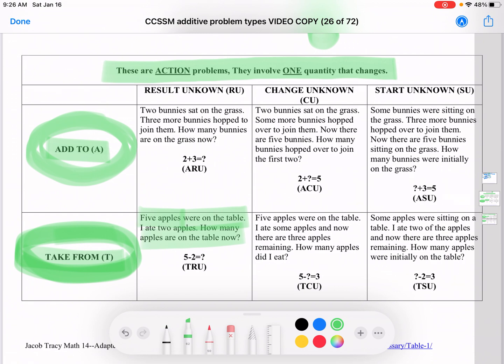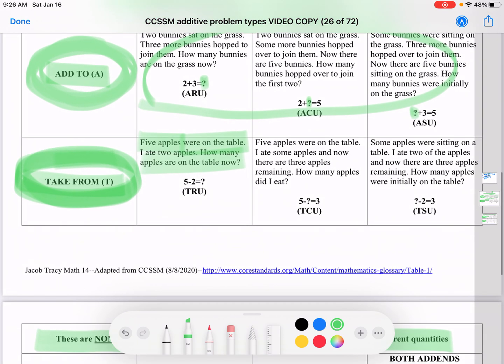So I can have one quantity which gets bigger and I can either not know the result, not know how much I changed by, or not know where I started, but it's still one quantity getting bigger. That is all of this. Or I can have one quantity that gets smaller and I could not know how much I ended with, how much I changed by, or how much I started with, but it's still all one quantity getting smaller.